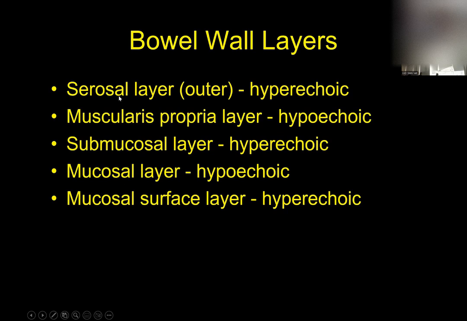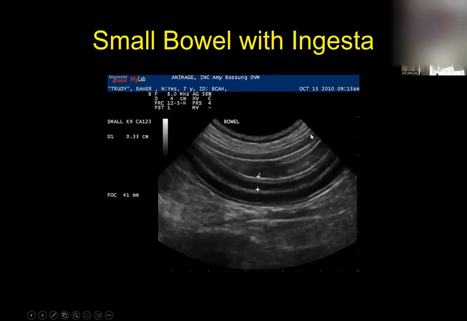I'm not going to ask you that, but I do need you to know a few things about the layering of the bowel wall. Notice that they alternate: hyperechoic, then hypoechoic, hyperechoic, then hypoechoic, then hyperechoic. So bright, dark, bright, dark, bright. Okay, so there's 5, and here's what you need to know. Write this down because this will be on your test.